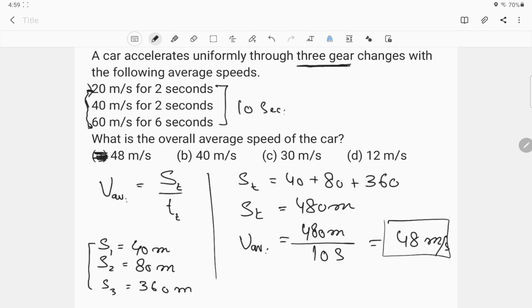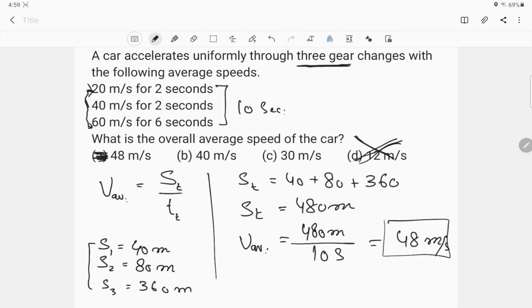This is the minimum, this is the maximum; it should fall between these two values. Means above 20 or equal to 20, below 60 or equal to 60, maybe equal to that one, but it is also not the case that the average value is the highest value or the lowest value, but must be between these two. So option D is straight away rejected. It is not possible. These are the possible values.